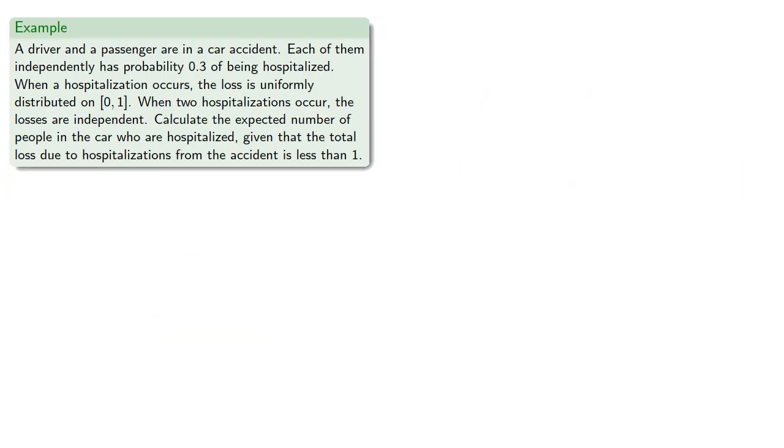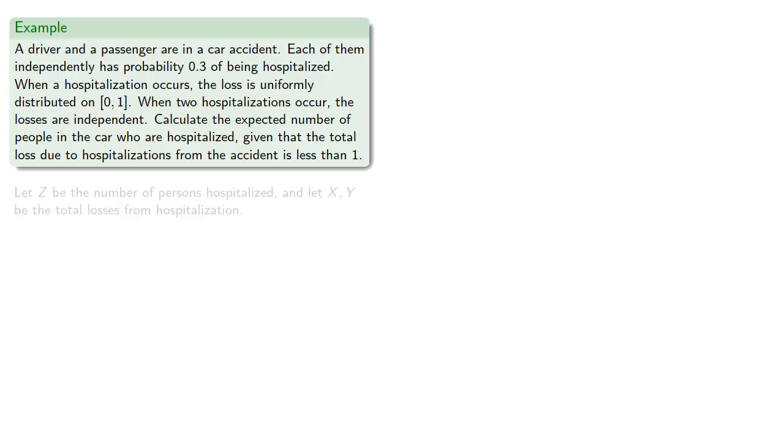Or let's consider another problem. A driver and a passenger are in a car accident, and each has independently a probability of being hospitalized. And if a hospitalization occurs, we have a uniform distribution of the loss amount. Assume independence, and let's calculate the expected number of people hospitalized given that the total loss is less than 1. So here what we're looking for is actually not part of the random variables we're given.